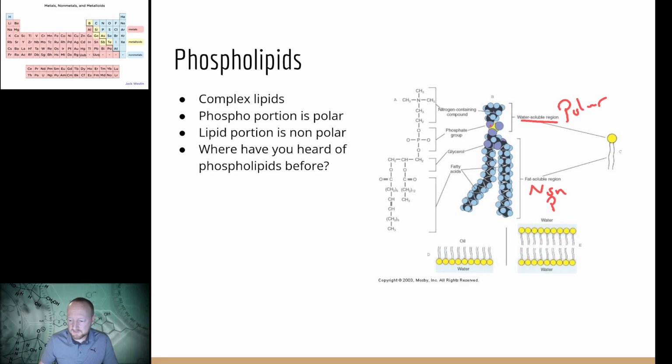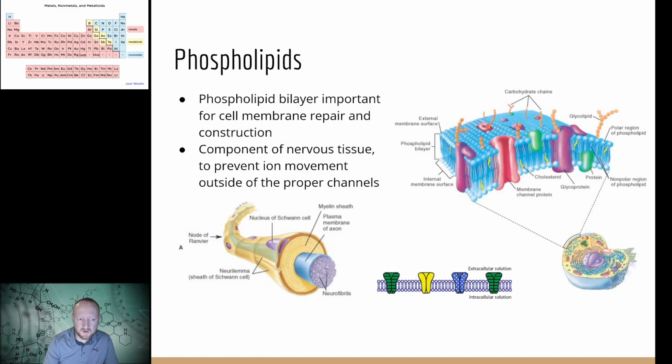Where have you heard of phospholipids before? Hopefully in Nettie's class. Maybe a little bit in human body systems. I think I mentioned them. We have our phospholipid bilayer on the outside of the cell membrane. Used for repair and construction. It's a component of nervous tissue. This is what prevents ion movement outside. So remember, we have our sodium-potassium pump. This is where the sodium-potassium pump would be, moving those ions, those cations, from one side to the other. You can see it has these channels through it. I don't need to say anything else. I think you've heard of all these before.